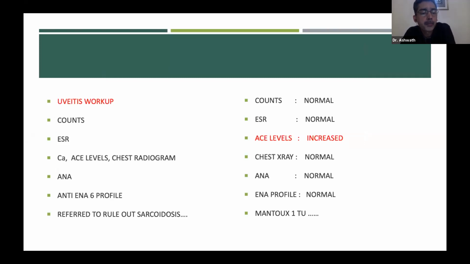Accordingly, the uveitis workup was proceeded with by the ophthalmologist. They had done the counts, the ESR, the calcium, the ACE levels, a chest radiogram, an ANA, and an anti-extractable nuclear antigen profile. She was referred to us to rule out sarcoidosis because the only thing that was strikingly abnormal about this child's investigations was the raised ACE. We know that ACE can be elevated in sarcoidosis, but in the absence of any other symptom involvement, I was not very convinced that we were dealing with a connective tissue disorder, and we proceeded to do a Mantoux.